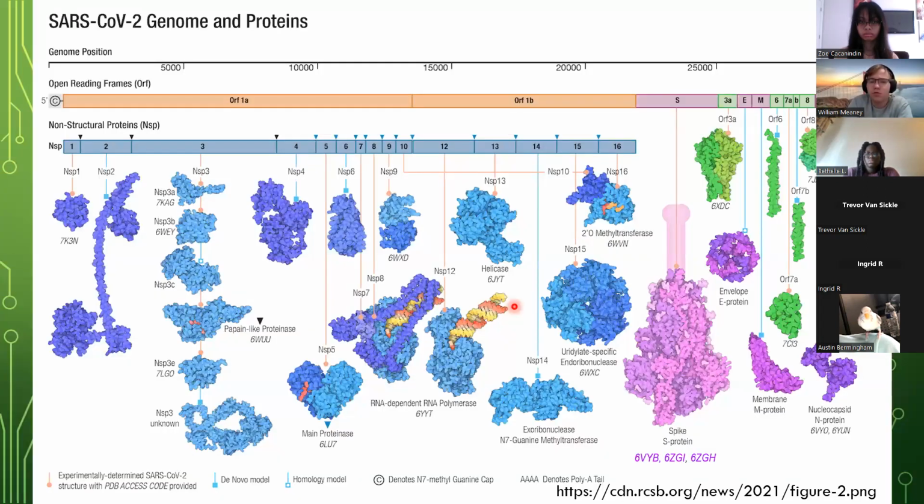Here's the SARS-CoV-2 genome. You can see that there are many different molecules besides the spike protein: the envelope protein, the membrane protein, and the nucleocapsid protein. The four purple ones are structural proteins, and the rest are accessory and non-structural proteins, where you would recognize a helicase perhaps, polymerases and whatnot, which are needed for viral replication.